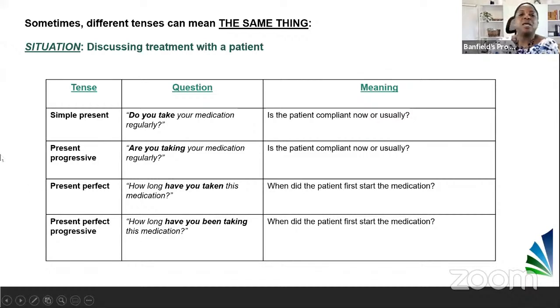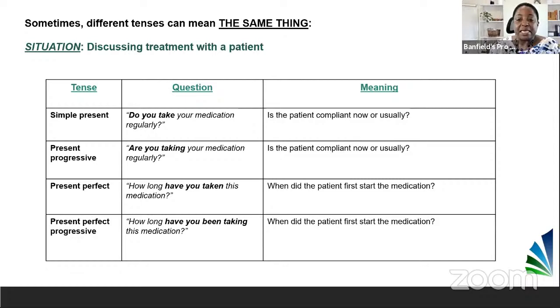Okay. So you say to the patient, do you take your medication regularly? It's simple present. Again, sorry. What you mean is, is the patient compliant now or usually? But in this instance, if you use the present progressive, it means the same thing. Are you taking your medication regularly? Means exactly the same thing in this instance.